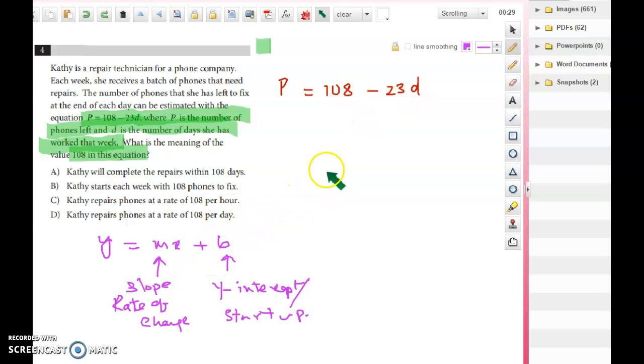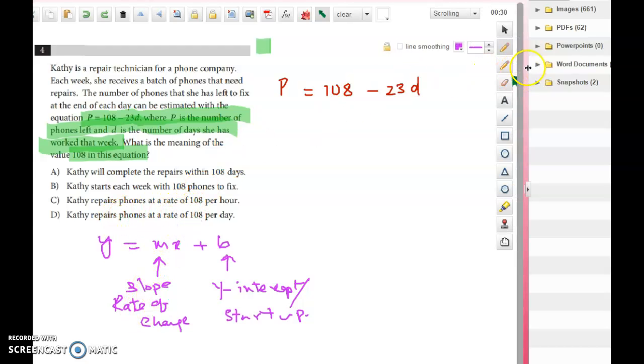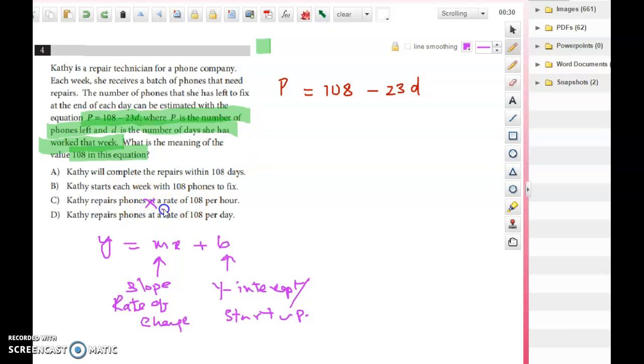What do you think? The y-intercept. Excellent. So the y-intercept means it's the start, the b. So Kathy will start each week with 108 phones to fix. Kathy repairs the phones at a rate, and rate means slope. Okay? But we're not looking at the slope. So your answer is not either C or D. So your answer is not this, not this. So one of these two.